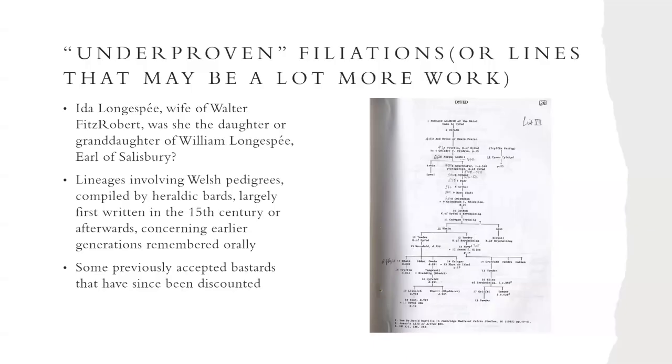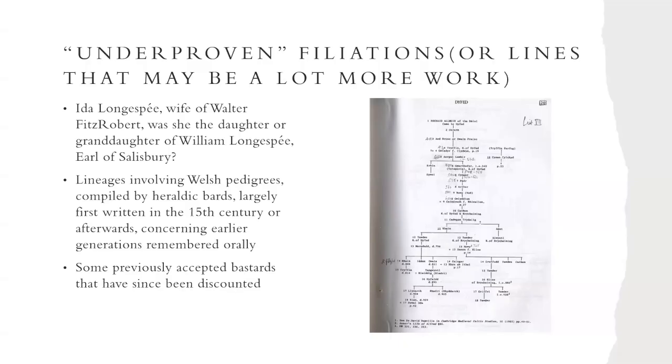Examples of this are lines going through Ida Longsby, wife of Walter Fitzrobert, where the sources are not entirely clear on whether she was a daughter or granddaughter of William Longsby, Earl of Salisbury. Also, when I first learned about the royal bastards, I was interested in joining through my 11 times Welsh-born ancestors, Griffith Bowen and Margaret Fleming, who lived in Boston and Roxbury, Massachusetts in the 1630s and 40s before they returned to England, but left most of their adult children behind.